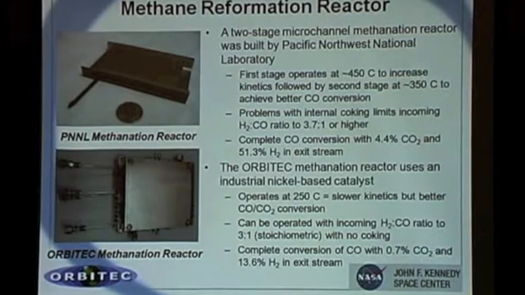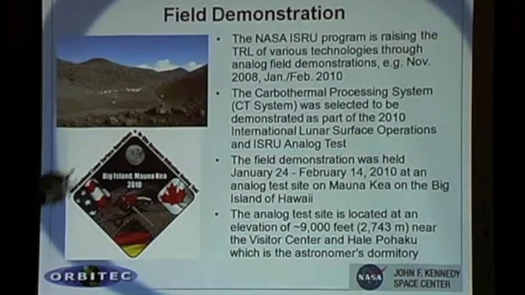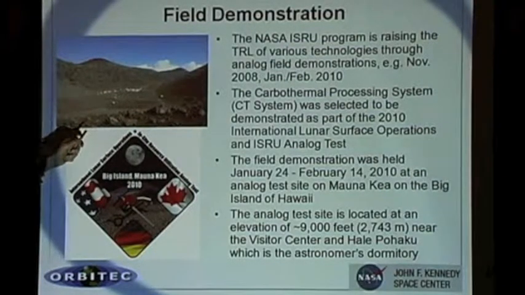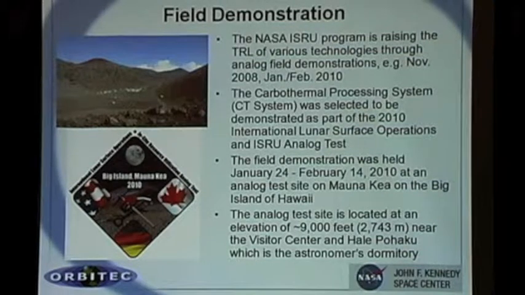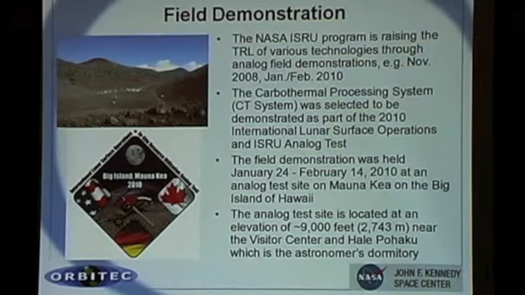efficient. Next slide, please. So here's a photograph of the field demonstration site at the 9,000-foot level of Mauna Kea. There's various tents that were there to house the people and the equipment and hardware. This is our mission patch. Like I said, we were there in January and February this year. We'd also been there back in November of 2008, and I spoke last year about the results of that test for a lunar volatiles mission that we may be getting.